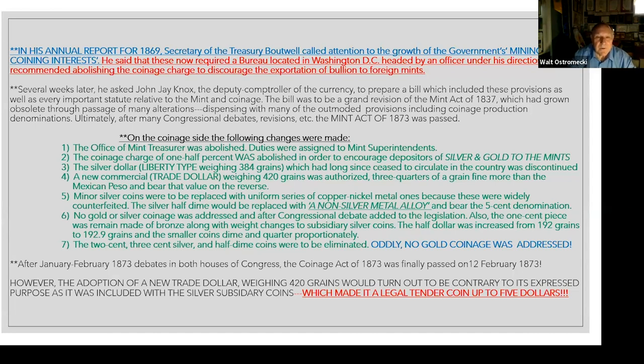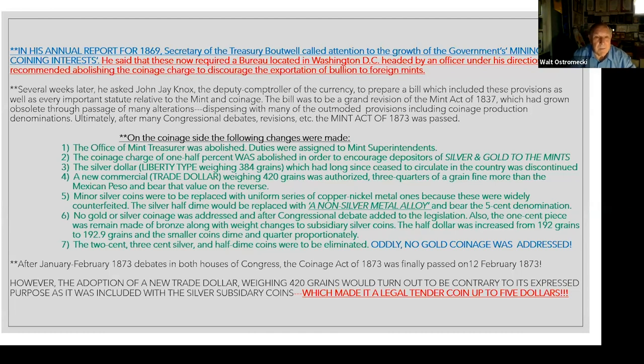The silver dollar, number three, Liberty type weighing 384 grains, which had long ceased to circulate in the country because of its size and, of course, probably other reasons in certain areas, was discontinued. And the Mexican peso, of course, filled in a little bit.